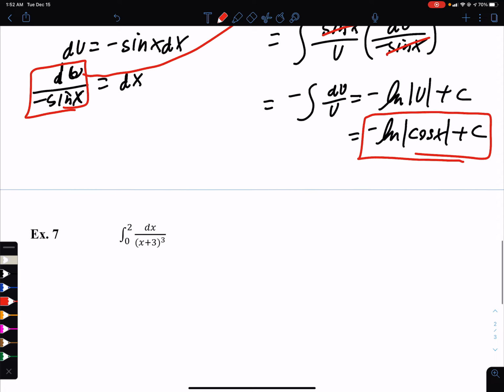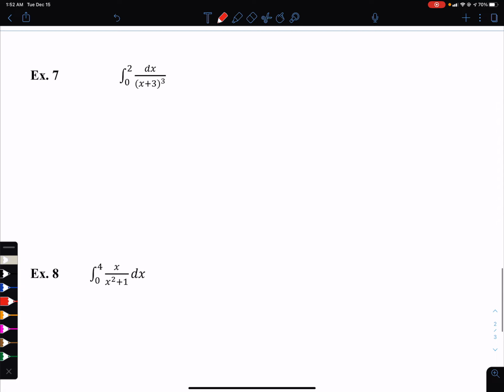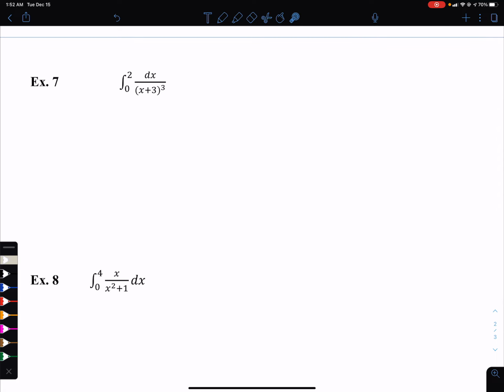All right, we have 3 more examples to go. Now what's different here? We have a definite integral. We have to use the fundamental theorem of calculus here. So not just find the antiderivative, but we're going to find the net area. So we're going to go through the same process. To me, it looks pretty clear that that's going to be our u. So we're going to let u equal that.